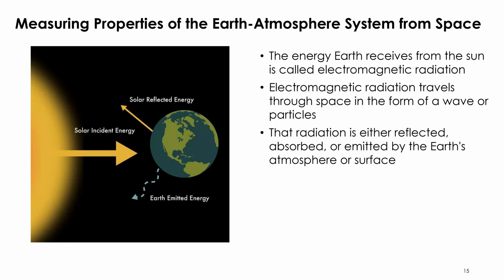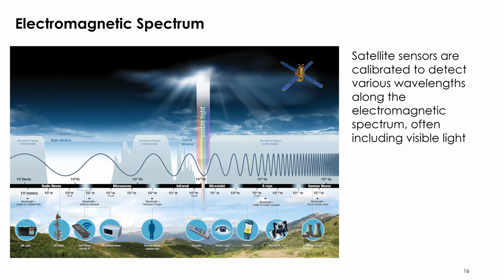So we're going to talk about the electromagnetic spectrum. These are the wavelengths of the energy that's coming from the sun. We have longer wavelengths on the left-hand side, and you can see on the diagram it says radio wave. Those are very long wavelengths. And then as the wavelengths get shorter, as you go to the right, the shortest ones are the gamma waves all the way on the right-hand side.